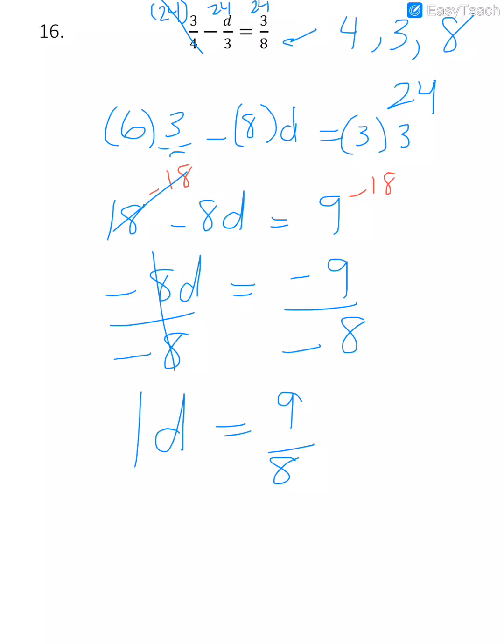Last step, we'll divide by negative 8, cancels out, divide by negative 8, and then I get d equals 9 over 8. So because it started as a fraction, it's better to leave it as a fraction, but if we did want the decimal, it would be approximately 1.1.